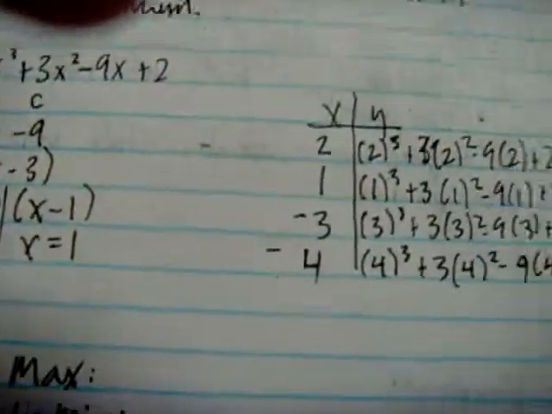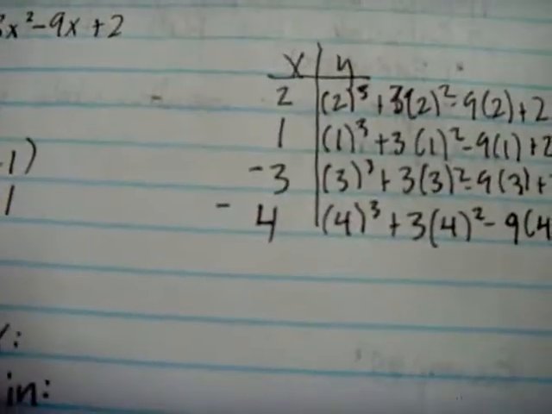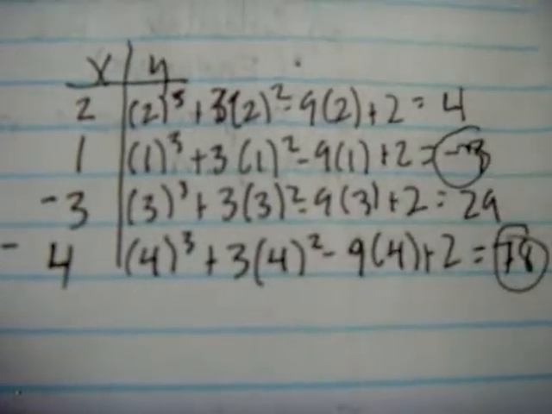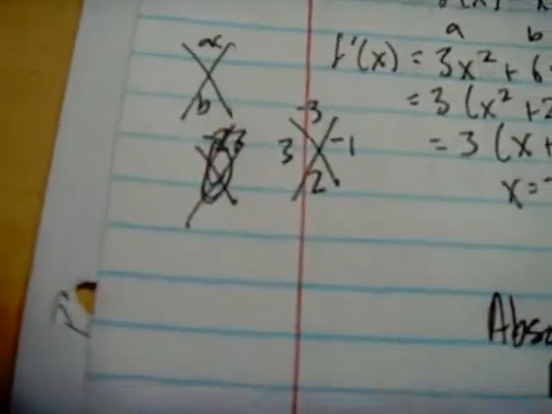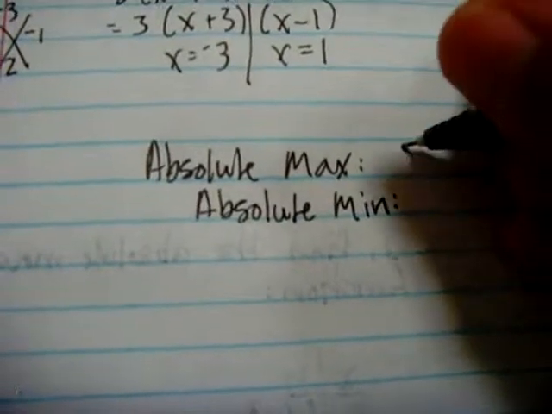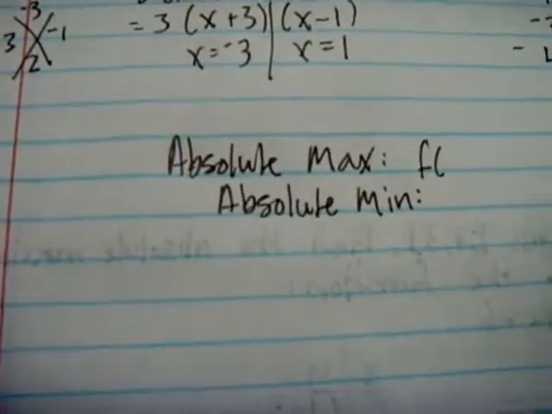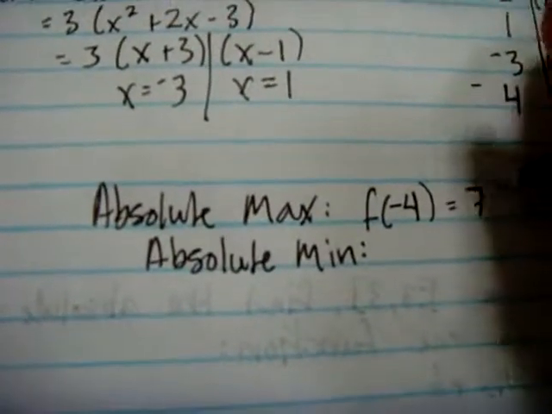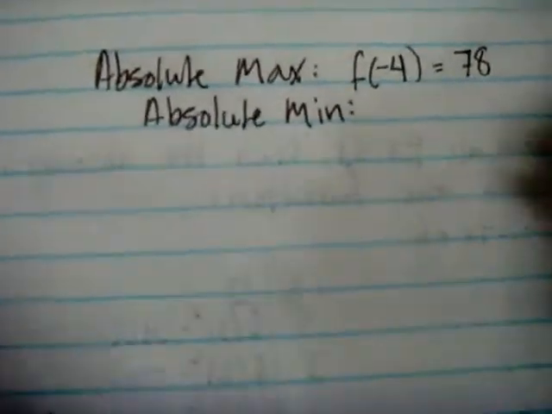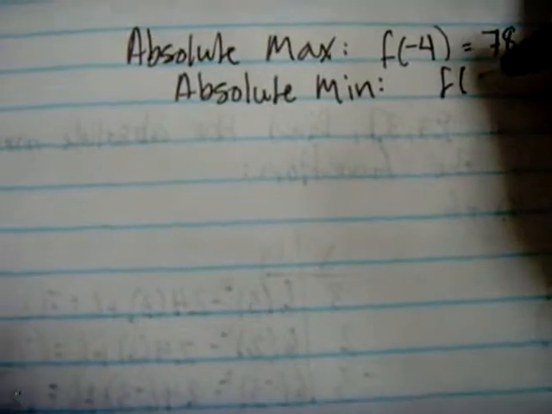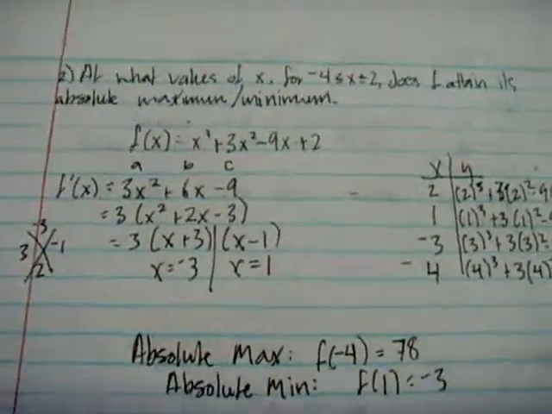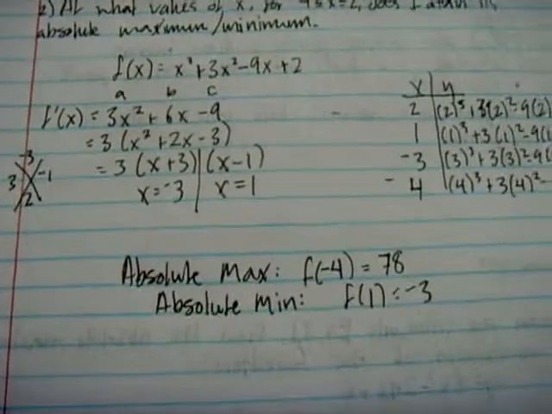In this case, your absolute max would be 78 at the point negative 4, and your minimum would be negative 3 at the point 1. So I'll just state that. So max is f of negative 4 equals 78, and absolute minimum is f of 1 equals negative 3. And you're done for that problem. So now on to the next one.